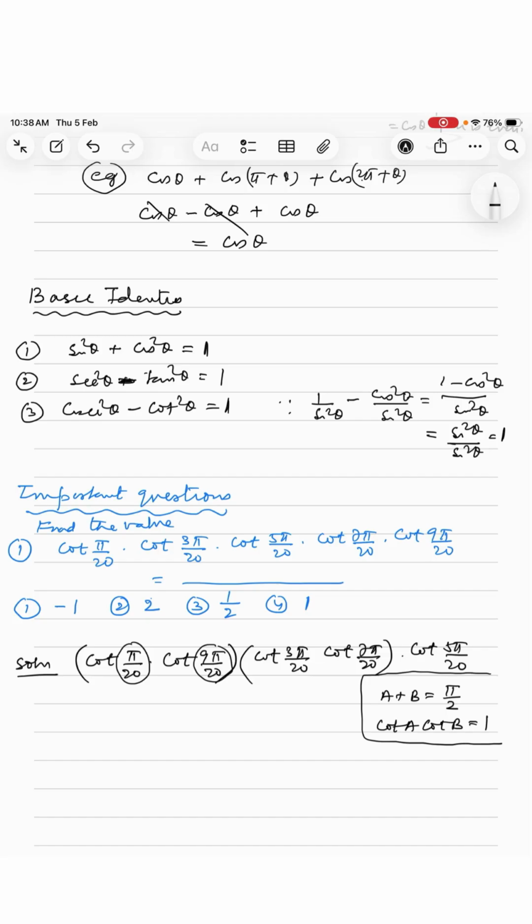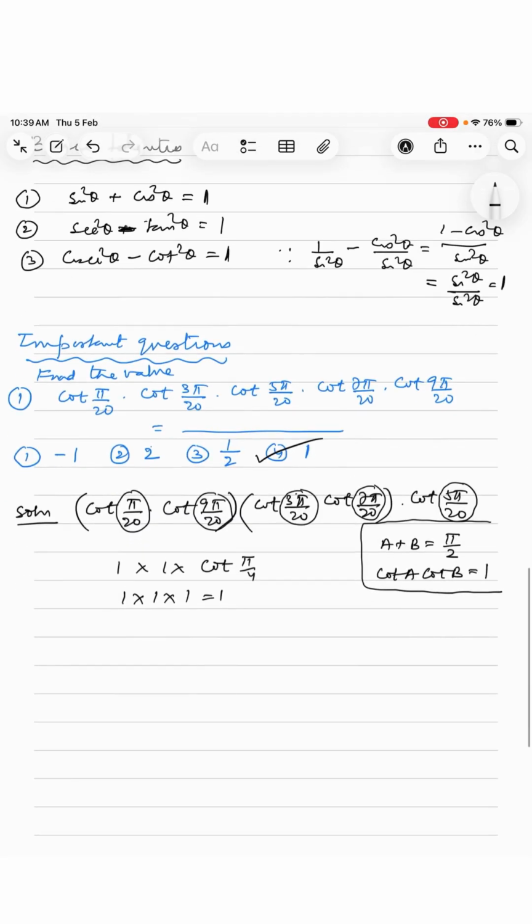Therefore, pi by 20 and 9 pi by 20, when you add, it is pi by 2. 3 pi by 20 and 7 pi by 20 are complementary angles, because their sum is pi by 2. And of course 5 pi by 20, if you simplify, is pi by 4. Therefore, this is 1, and cot 5 pi by 20 means cot pi by 4, cot 45 is also 1. Therefore, the correct answer is the fourth option. This is the first basic question of trigonometry based on complementary angles.